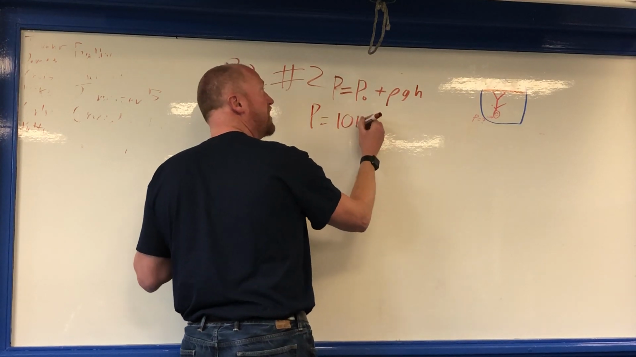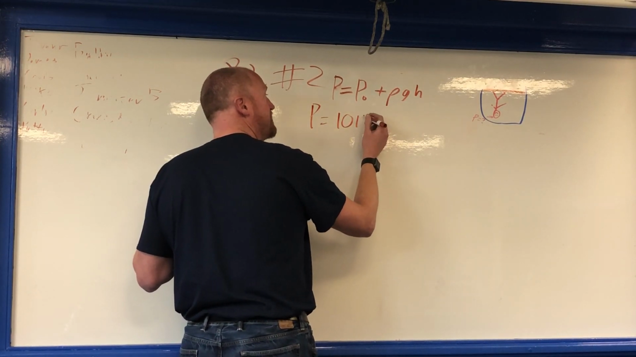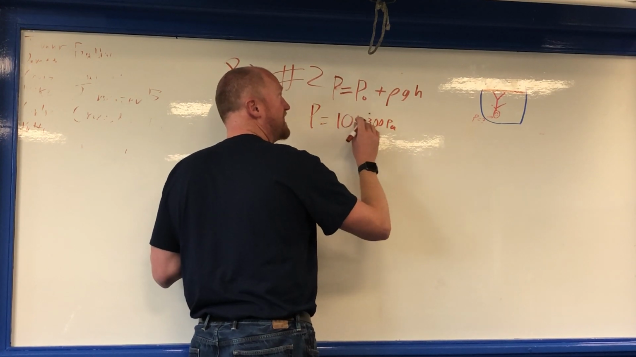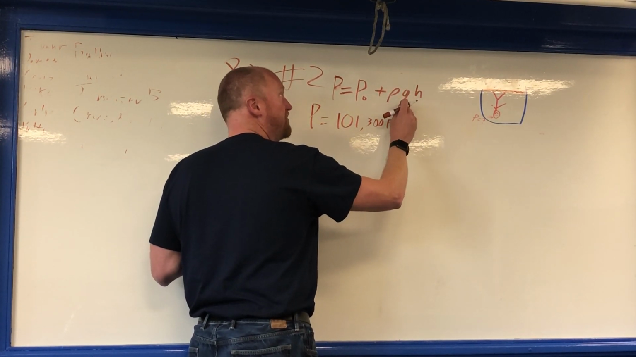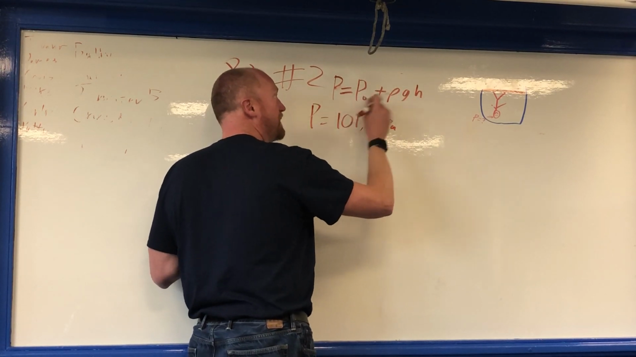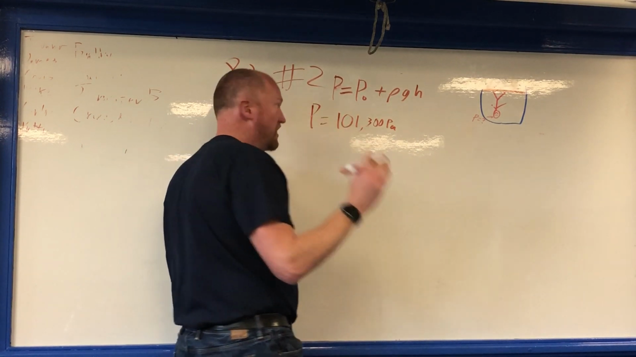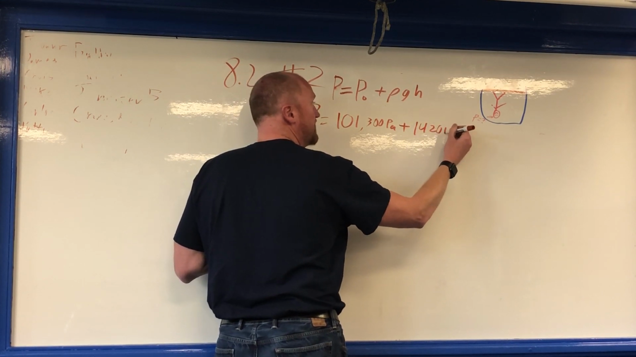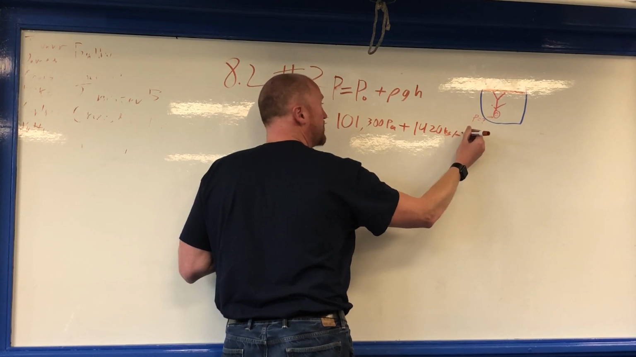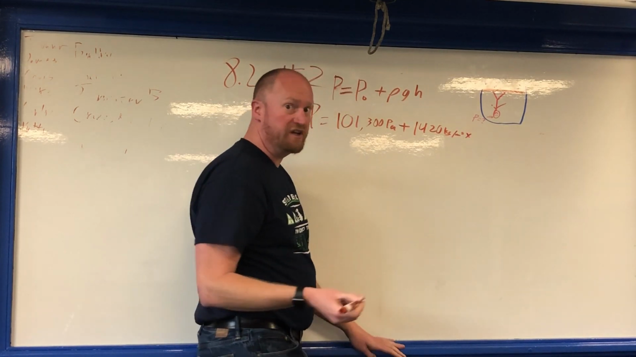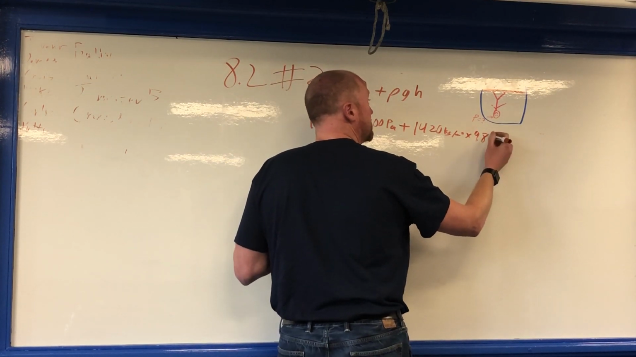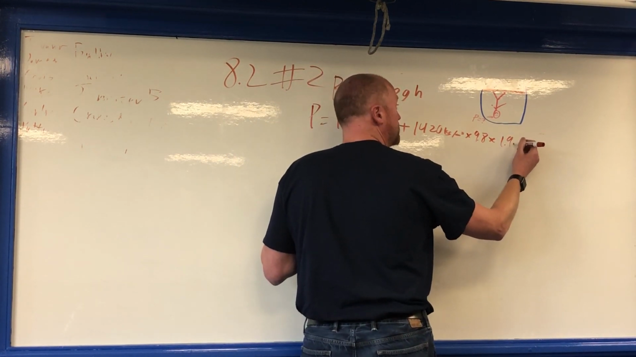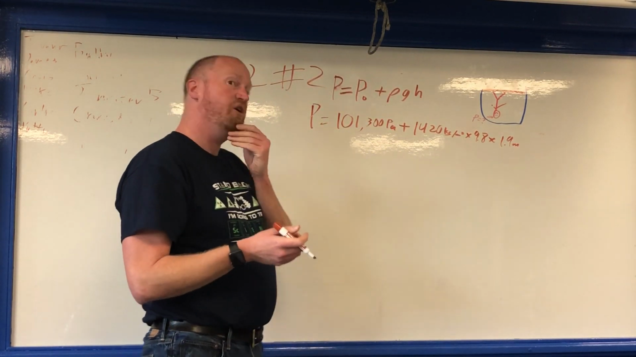Atmospheric pressure is 101 kilopascals, so it's actually 101,300 pascals. The reason I changed it from kilopascals to pascals is that this number, if you put everything in here, is going to be in pascals. So you don't want to be adding kilopascals and pascals. Put them all in one unit or put them all in the other. So we're going to put them all in pascals. Plus, the density of honey is 1,420 kilograms per meter cubed. Gravity, Earthlings, is 9.8. And then times the height. Now my height is 1.9 meters. So we're off and running.